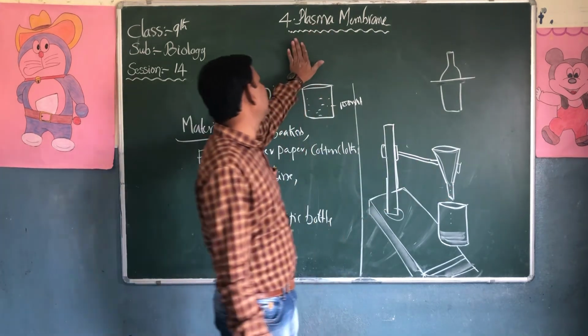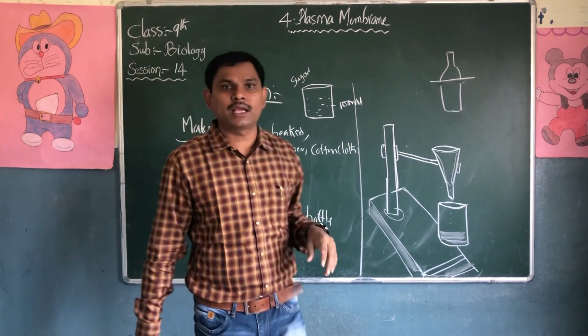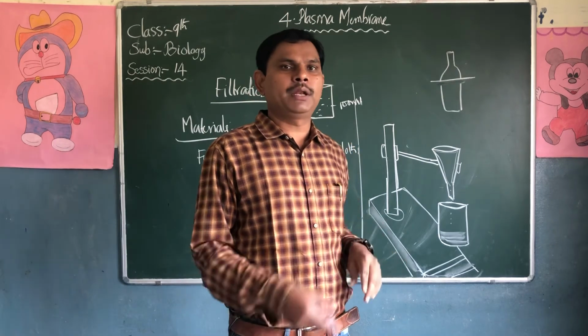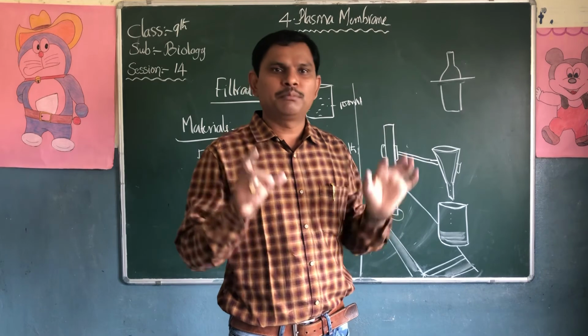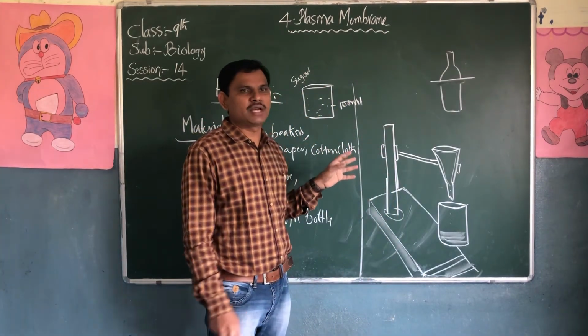So in our cell also, this plasma membrane is acting like a permeable membrane. It is also called a selective permeable membrane. It selects which substances are required by the cell.